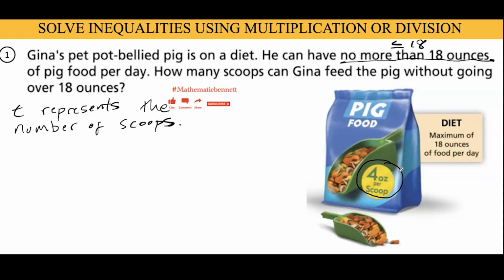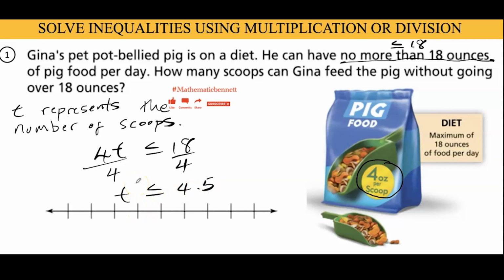Let us write our inequality. So we know that it's 4 ounces per scoop, and the maximum amount he can get is 18. So he can have 18 or less. Alright, so we're going to solve this inequality. So we see that it's 4t is less than or equal to 18. So to get t by itself, we'd have to divide both sides by 4. Dividing both sides by 4, we see that t should be less than or equal to 4.5.